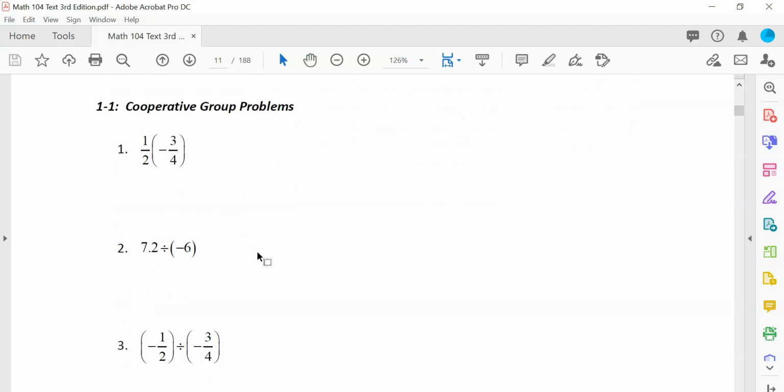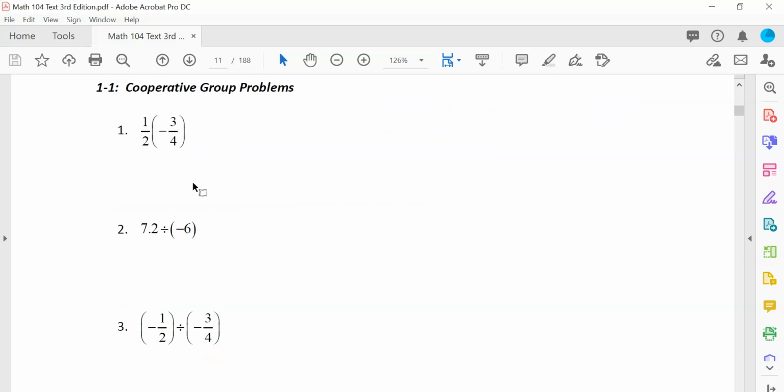So here's the deal. Let me talk through multiplying and dividing using fractions and decimals with your calculator. This first problem says 1/2 multiplied times negative 3/4. So we're multiplying a fraction here, and I'm going to type that into my calculator. I'll show you how to do that in just a moment.